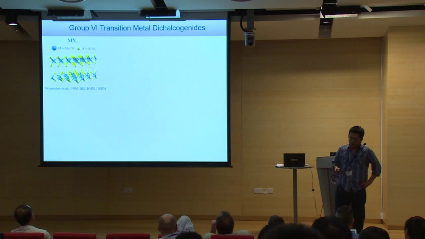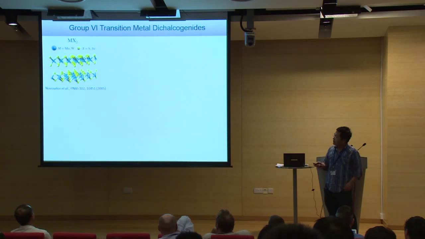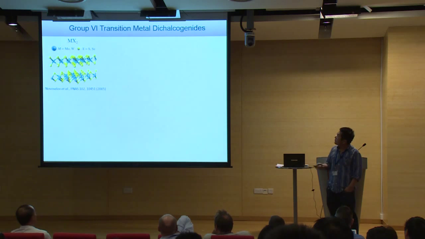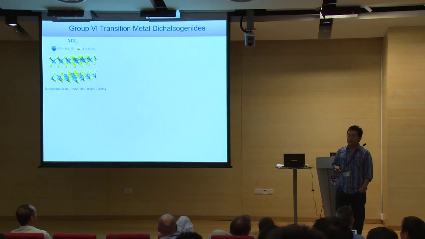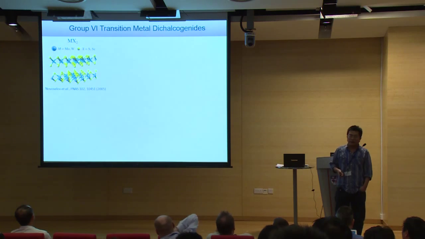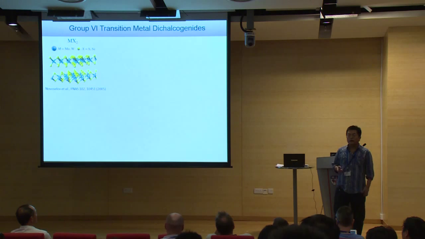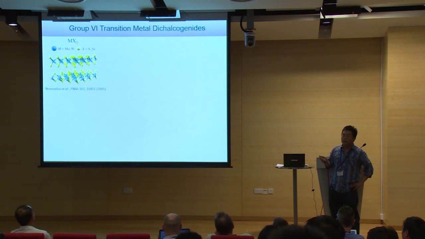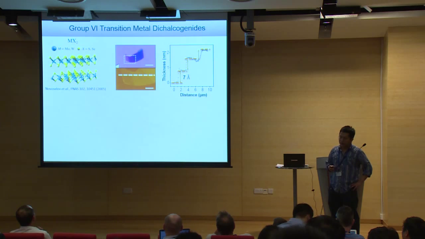Now, let's talk about what materials can be used to realize this valley physics. It turns out Group 6 transition metal dichalcogenides are an ideal platform to demonstrate this valley physics. Back in 2005, the Manchester team already demonstrated, using the mechanical exfoliation technique, that there's a variety of two-dimensional materials we can get. One of them is MoS2. And here, let me just show you an example from our lab.